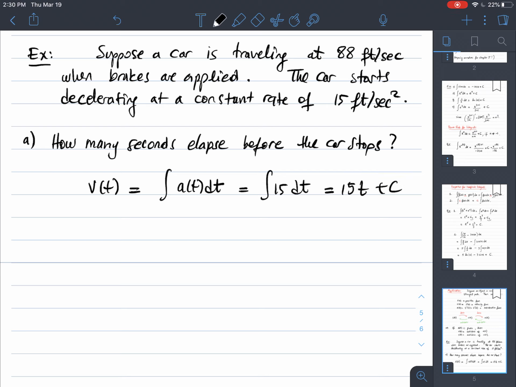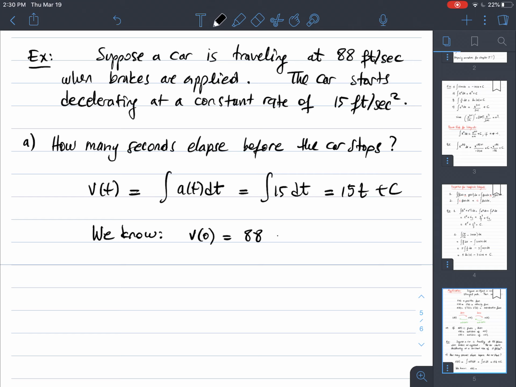We're also given that the initial velocity, which is v0, is equal to, so it's right here, 88 feet per second. So this is 88, and this is also 15 times 0 plus c. So c is 88. So finally, we can say that the velocity function is 15t plus 88.